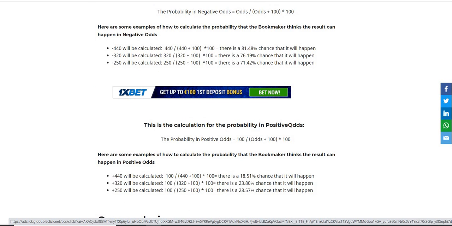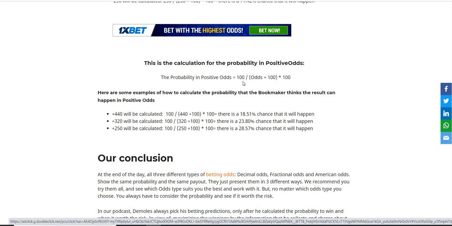And the probability for the positive odds is 100 divided by odds plus 100, multiplied by 100. If you check the probability that plus 440 will happen in the American odds, you will check by the formula that I entered here, and you will see that the bookmakers believe it's going to happen with 18.51%.